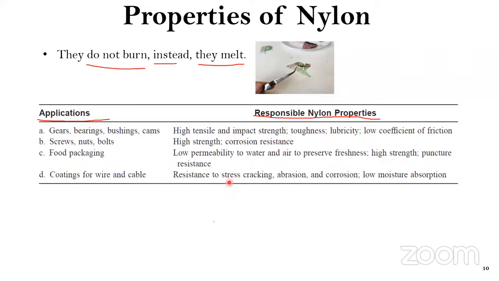Another application is that they are used for the coating of wire and cables, because they have resistance to stress cracking, abrasion, and corrosion, and low moisture absorption. This particular application is applicable for polyamide 12, or nylon 12. We will see it after 2 slides. So according to nylon properties, they have these particular applications.